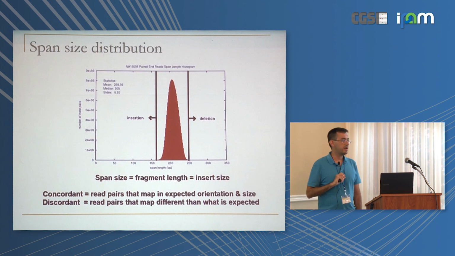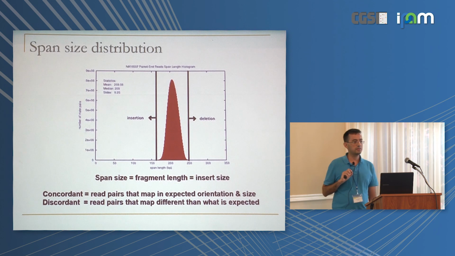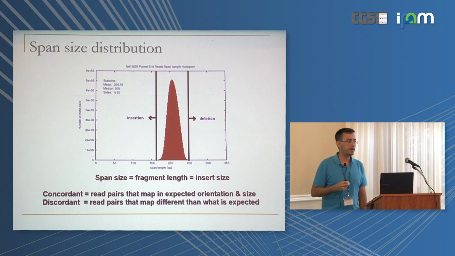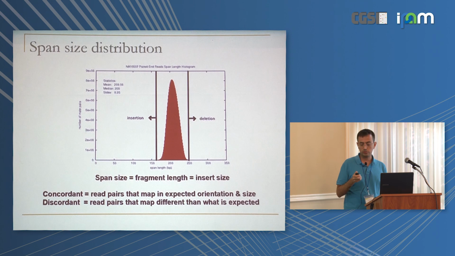So now this depends on the span size. This doesn't really depend on the GC percent, other than the fact that higher GC regions mean that there won't be any reads coming from that, right? But it also depends on the span size distribution, so the sizes of those molecules.